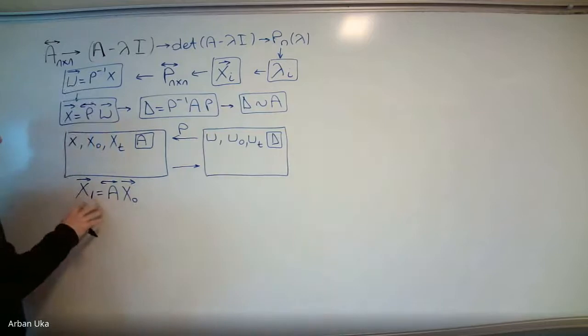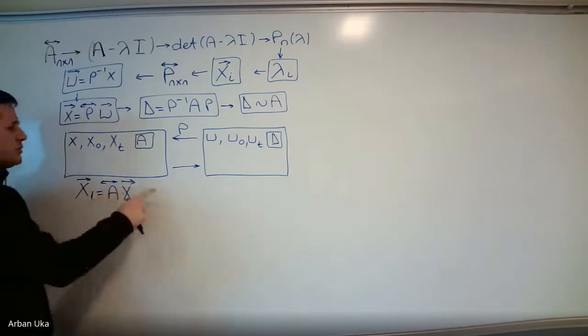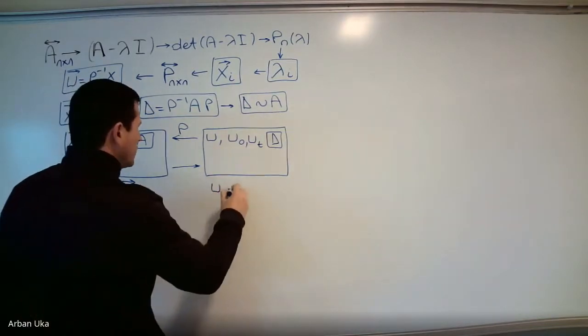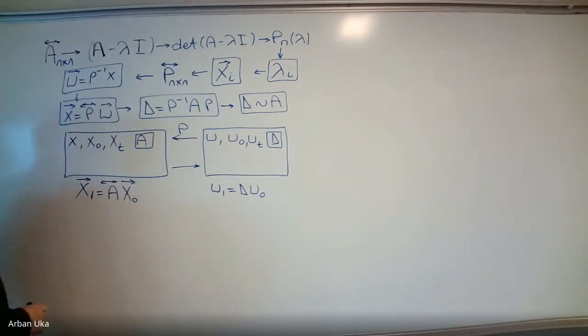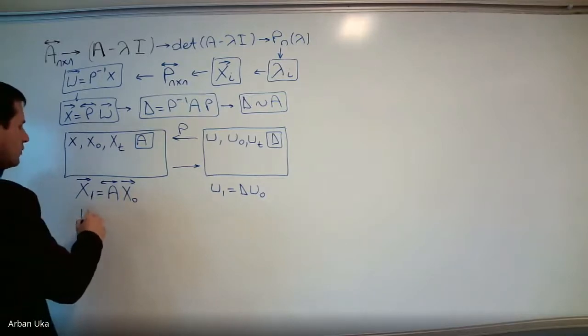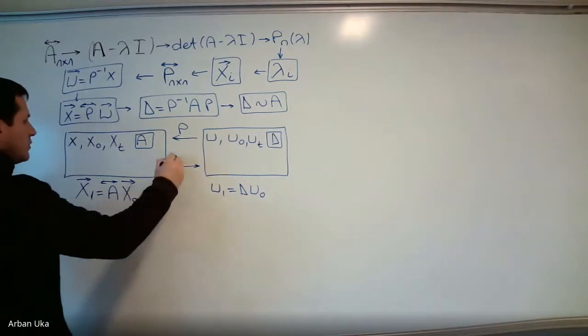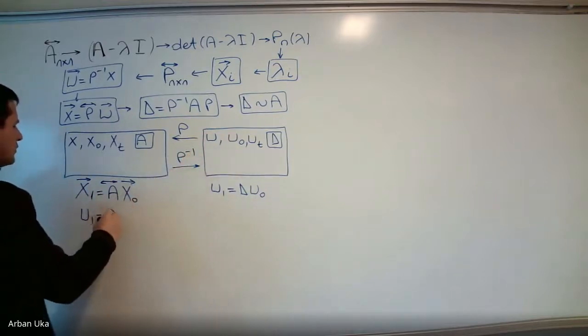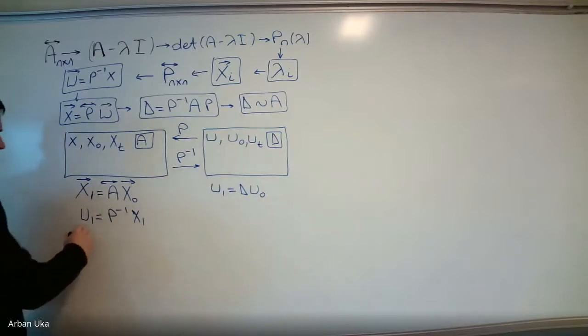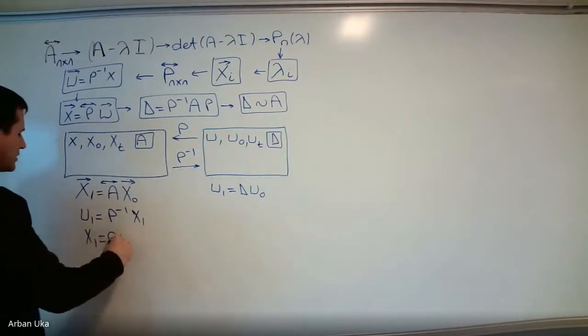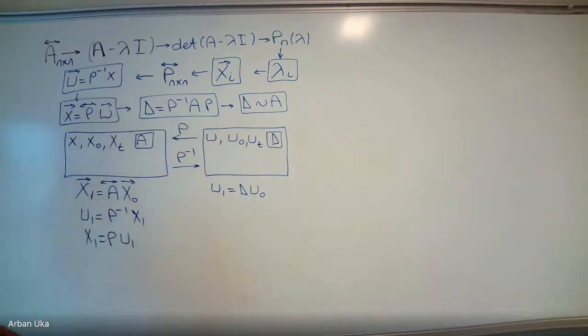Now, the equivalent treatment of this problem in the new basis is the following. We have u1 is equal to D times u0, okay? And again, we can say that u1 is also written as P inverse times x1. Okay, so this is how they move around, and again, x1 is equal to P times u1. So we should remember all of these relationships, and then we should use these when we solve different problems.